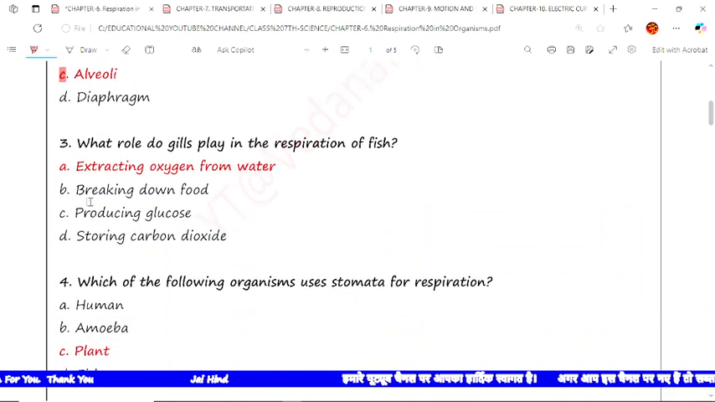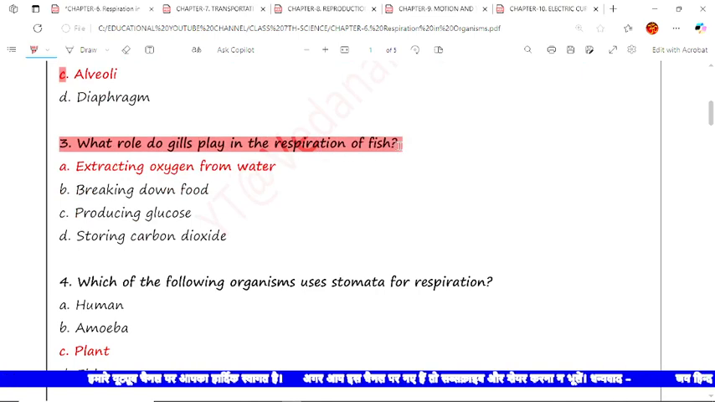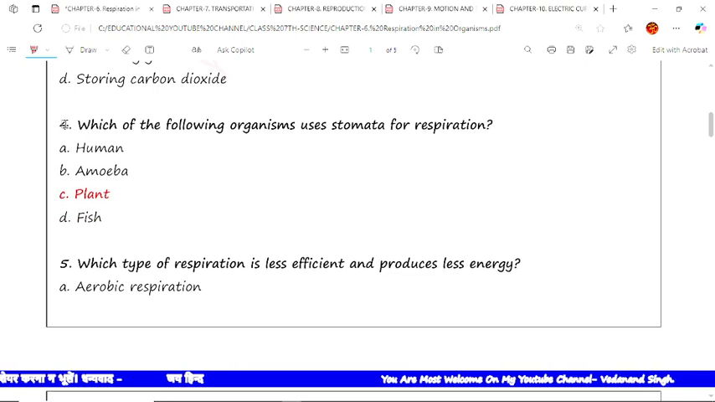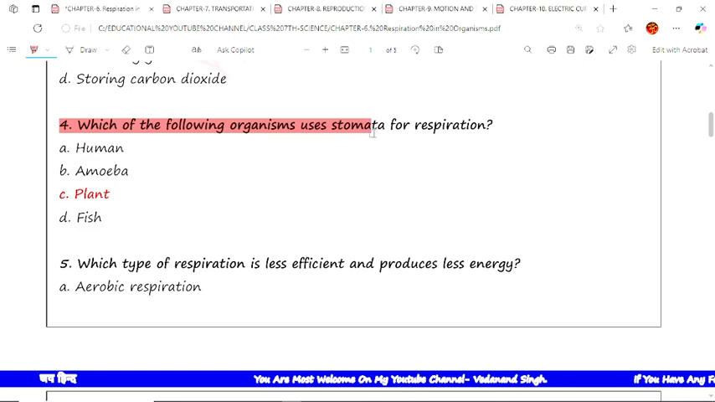Now the next question is, what role do gills play in the respiration of fish? The answer is extracting oxygen from water. So A is the correct option. Now the next question is, which of the following organisms uses stomata for respiration? The options are human, amoeba, plants, fish. The correct answer is plant.